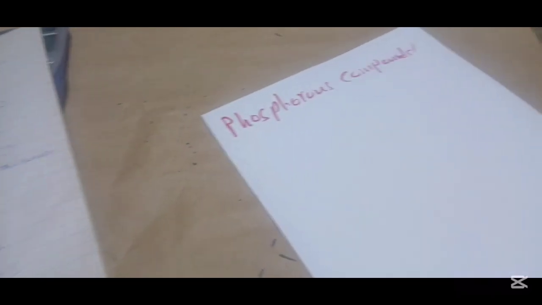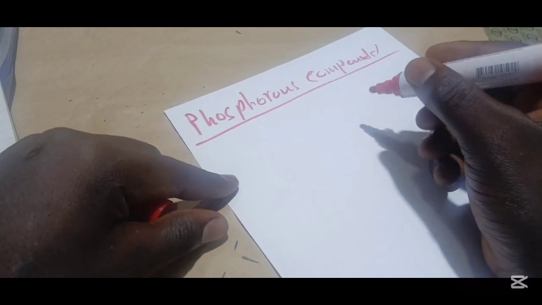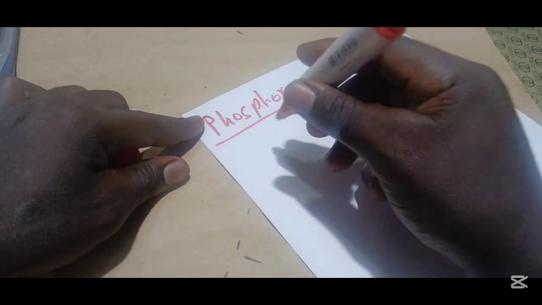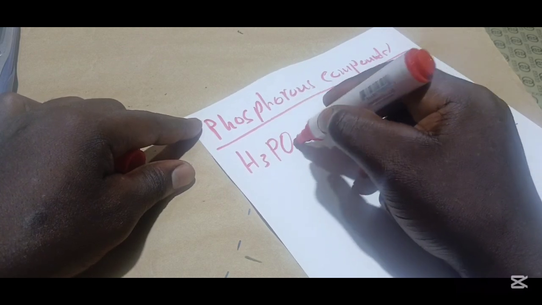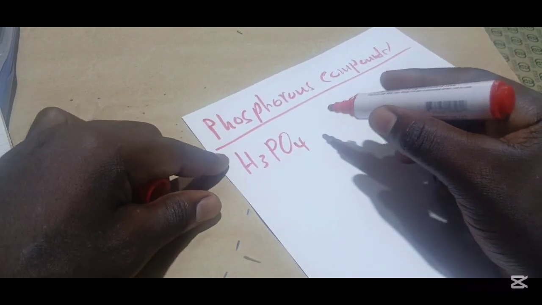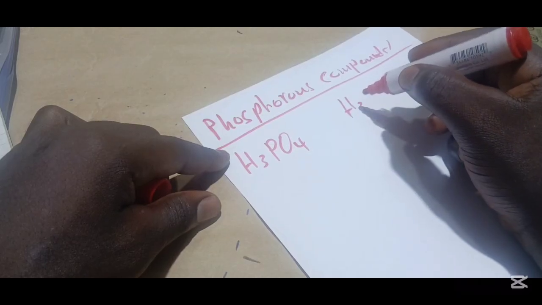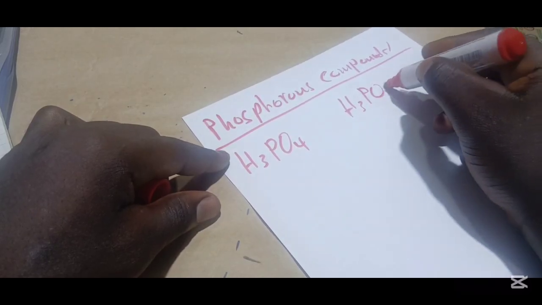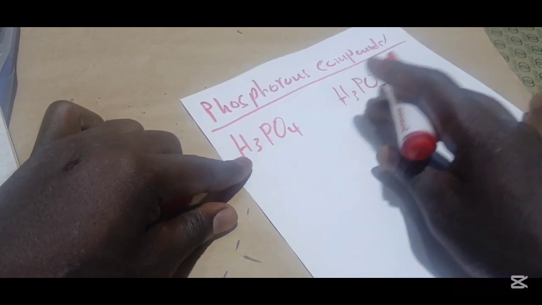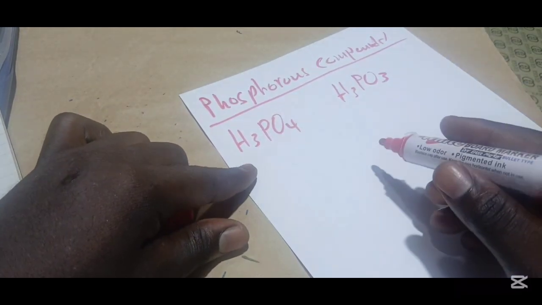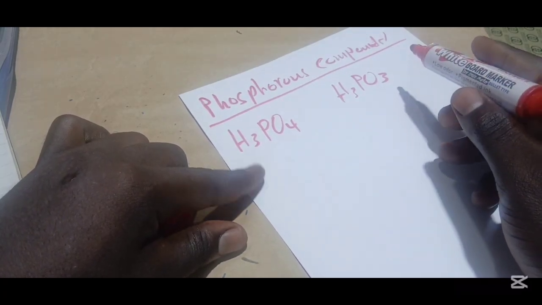For this, the N factor is the total number of oxygen minus 1. So we want to calculate the equivalent weight of H₃PO₄, right? And here we also have HPO₃. So all we have to do is know the molecular mass of this, the molecular mass of that, and then the N factor. And we said for phosphorus compounds, the N factor is the number of oxygen minus 1.